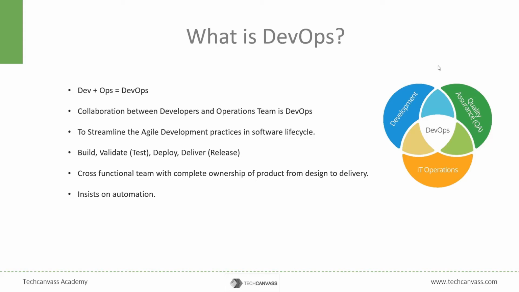It is a collaboration between the different teams, development, QA, IT operations, which have a single motive of fast and quality delivery. It is a systematic approach which streamlines the software delivery practices. In DevOps, we have a cross-functional team with a lot of coordination among them. They have a lot of communication and interaction between them. Automation is the key factor of DevOps.